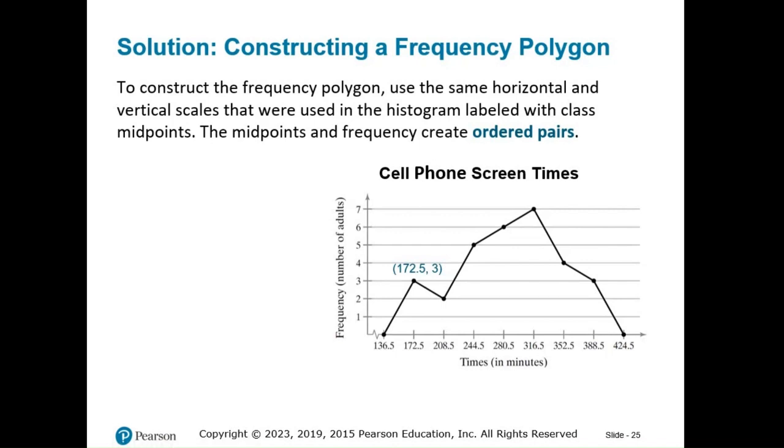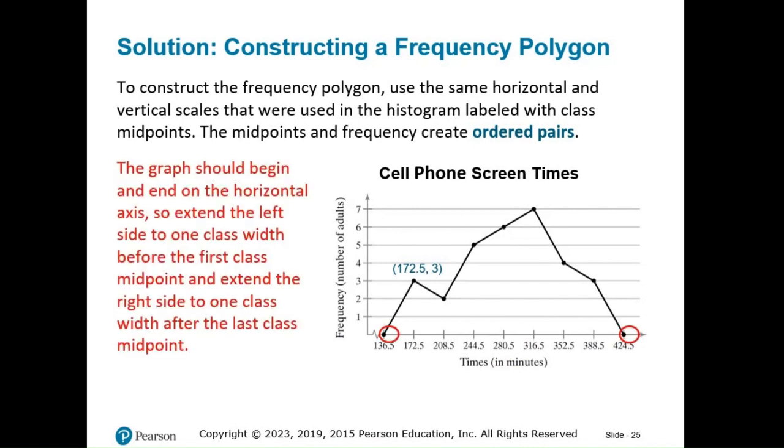Now note a special condition of this type of graph. The graph should begin and end on the horizontal axis. So make sure you extend the left side of the line graph one class width before the first class midpoint, and extend the right side to one class width after the last class midpoint, shown circled on the horizontal axis.